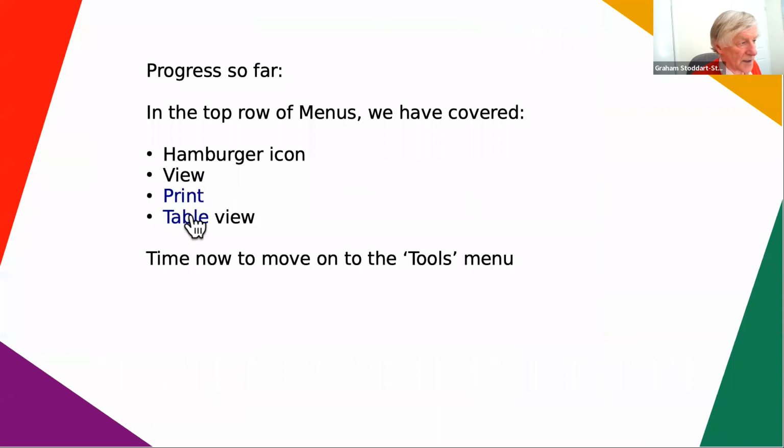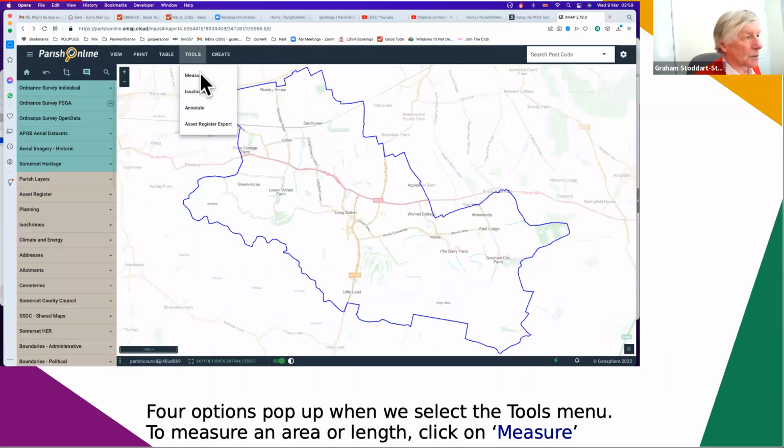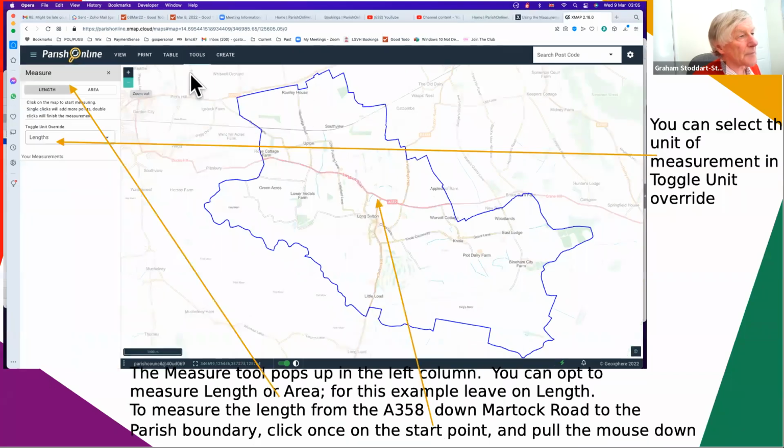So we've covered print and table now. Let's move on to tools. Under tools, you've got 4 choices. The first one we're going to try is measure. And measure says, do you want to measure length or do you want to measure area? And we're going to say we're going to measure length, please.